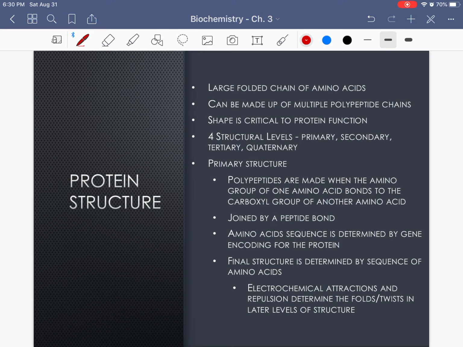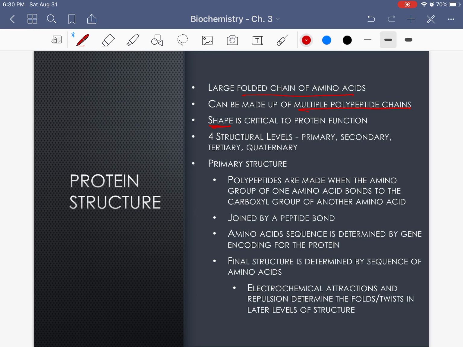Protein structures can be made up of multiple polypeptide chains. All right. So a protein structure is when you have that chain of amino acids folded up together. It can be made up of a single polypeptide chain. It can be made up of multiple polypeptide chains. Protein structure, shape is critical to function. If the structure doesn't have the right shape, it will not work.